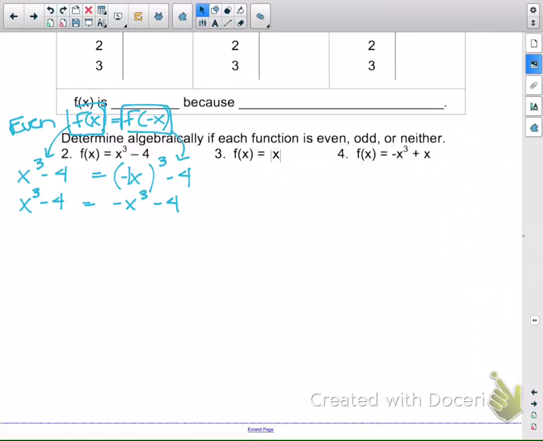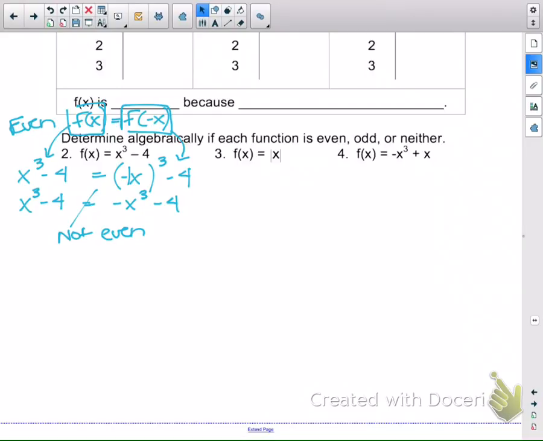Are those the same? No. So what does that tell me about this function? Not even. I probably would have guessed it wasn't even. Why? It's a cubic. It's an odd exponent. My guess would be that it's not even, but that's just me.